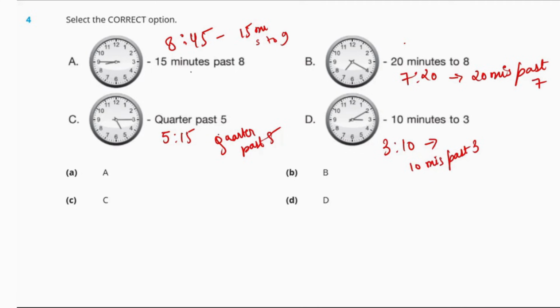So now, out of these four options, which one do you think has both the statements equal? Right? The statement that we wrote down after seeing the clock and the statement that was already given. It is option C, right? Why? Because it was written quarter past 5, and quarter past 5 is what we found out, right? So therefore, the right answer to this will be option C.